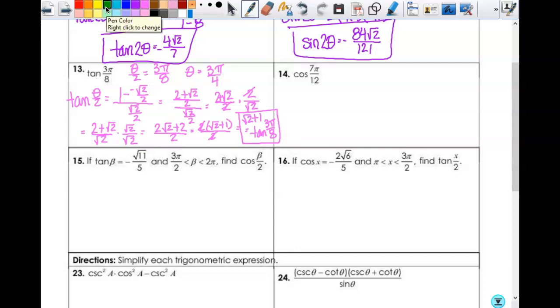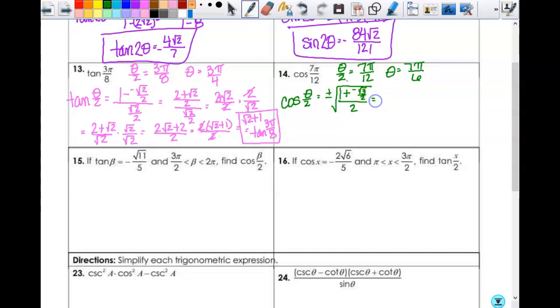All right, cosine of 7 pi twelfths. Well, theta over 2 is 7 pi twelfths, so theta is 7 pi sixths. To do cosine of a half angle, I have to know the cosine. So cosine of theta over 2 equals plus or minus the square root of 1 plus the cosine of 7 pi sixths, which is negative square root of 3 over 2, all over 2.